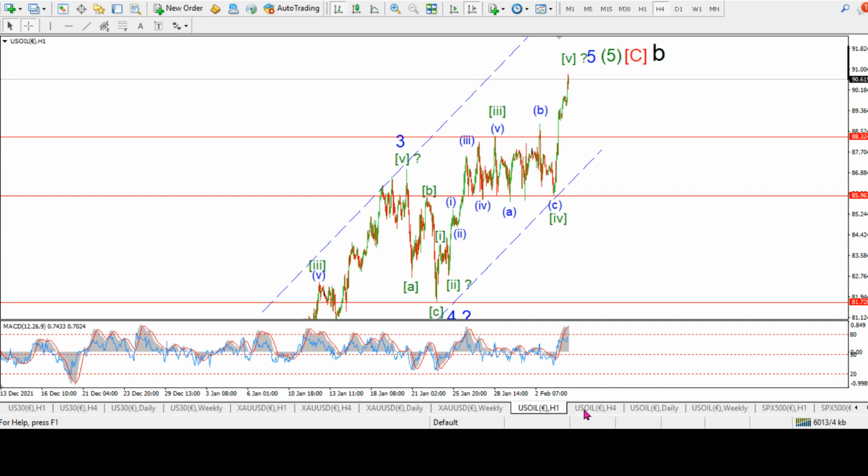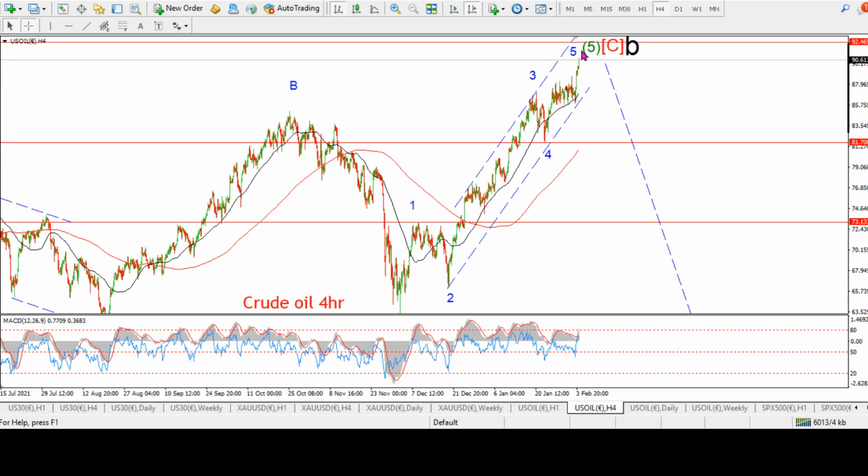Okay, so crude oil. I had a little change of heart yesterday evening. This is a 4-hour count, and it is depicting a 5-wave rally in wave 5 of C of B. So this is a large B wave, very, very large. We have an ABC pattern up in that B wave. We are completing a 5th wave of that C wave, and we are completing 5 waves up of wave 5. So 5 of 5 of C of B.